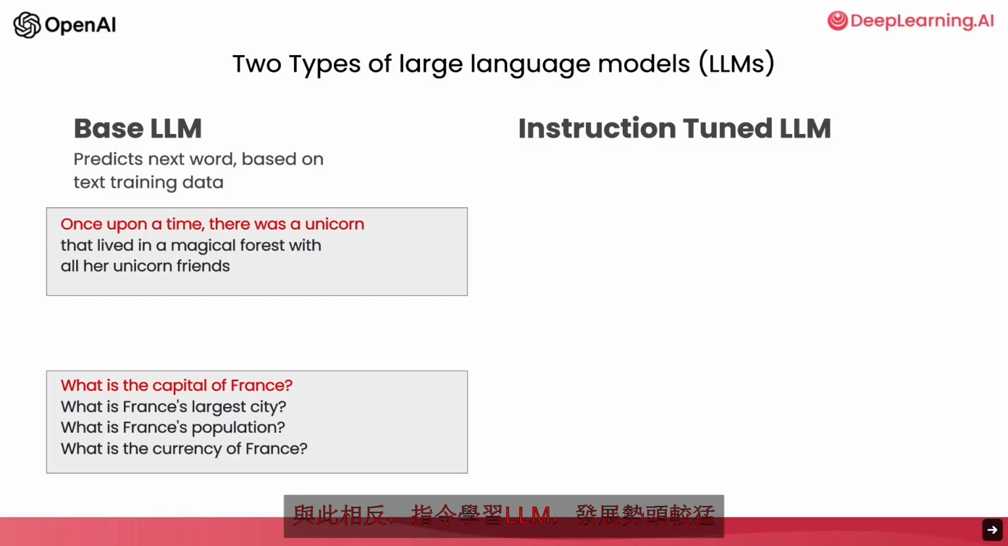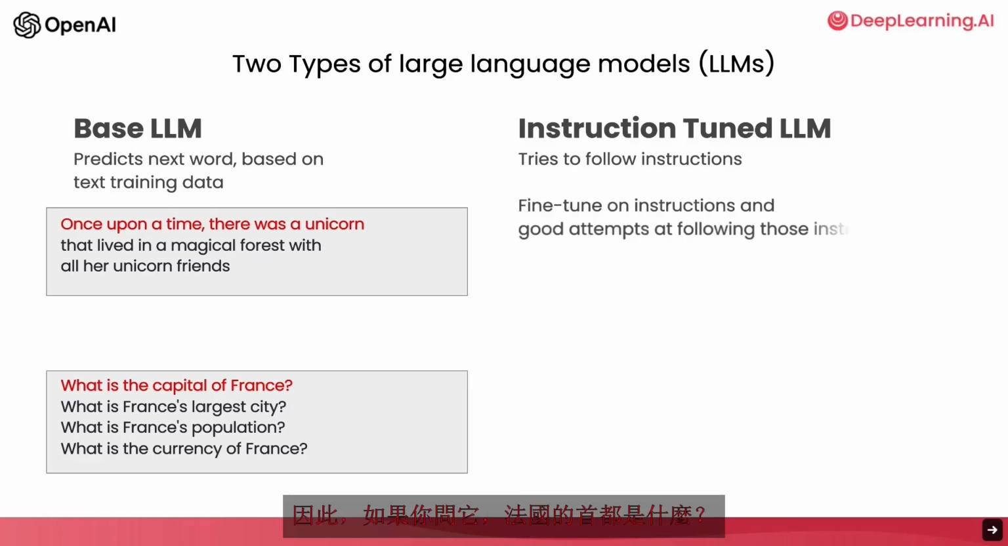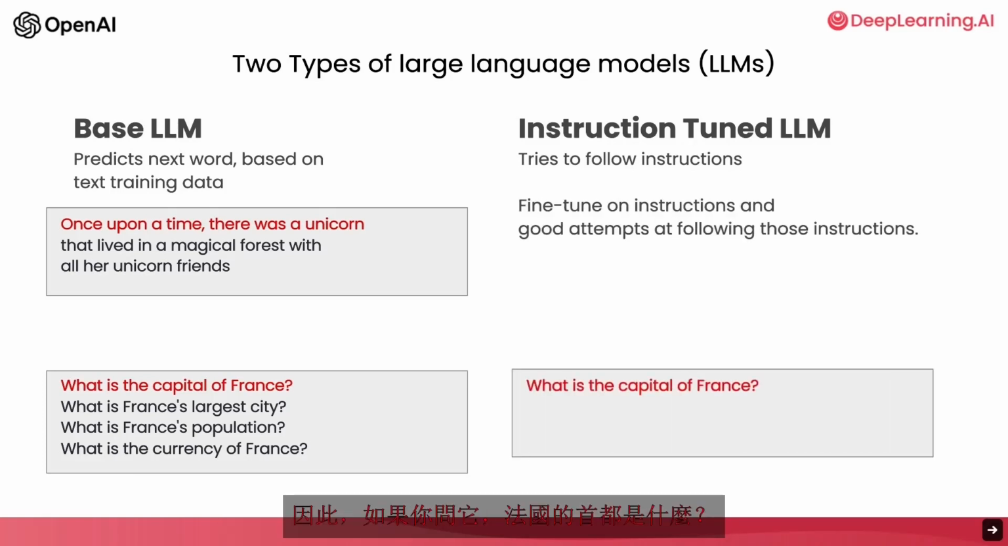In contrast, an instruction-tuned LLM, which is where a lot of the momentum of LLM research and practice has been going, has been trained to follow instructions. So if you were to ask it, "What is the capital of France?", it's much more likely to output something like "The capital of France is Paris."